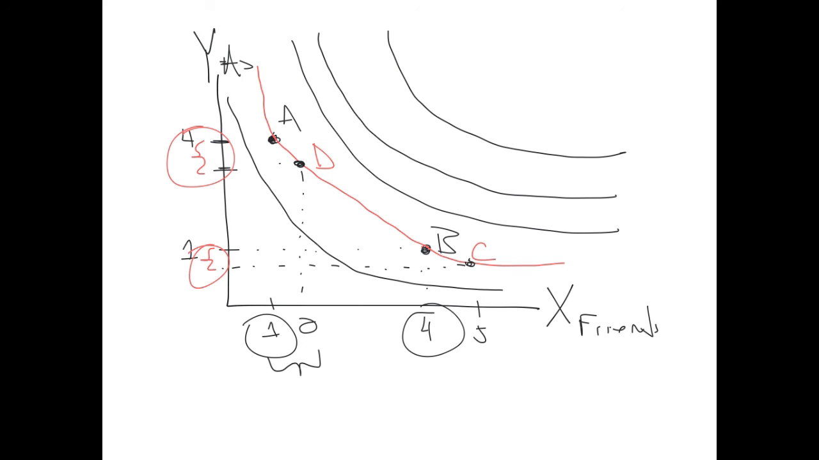They are complete. They meet the transitivity assumption because they don't cross each other. They meet the more is better assumption because they have a negative slope and indifference curves to the right are better. And they also meet the diminishing marginal utility assumption because they are convex to the origin.